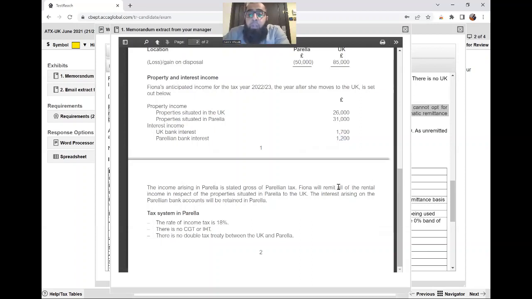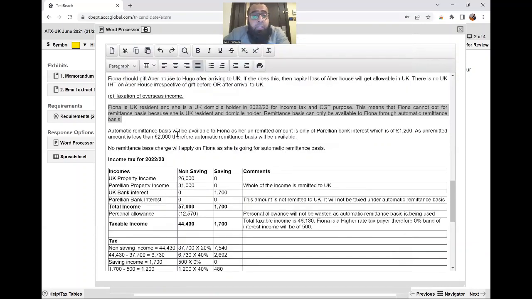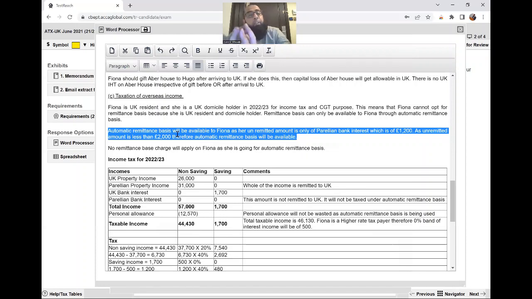Now, Fiona will remit all of the rental income in respect of the property situated in Kerala. The interest arising on the parallel bank account will be retained in Kerala. So this means that the only unremitted amount is this 1,200. Since the unremitted amount is less than 2,000, automatic remittance basis will be available.